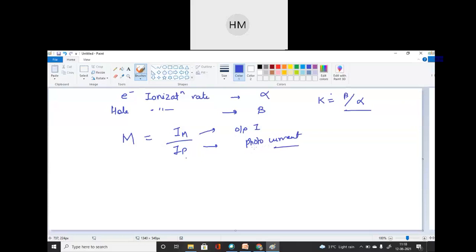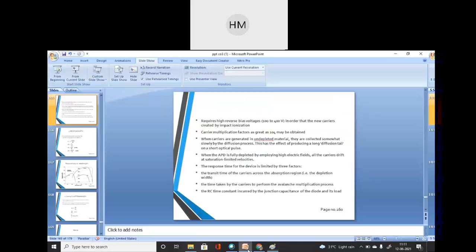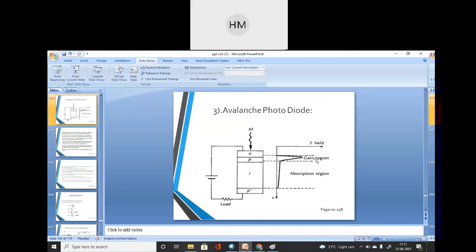And you have seen that diagram. In that diagram, we have shown the electric field. In this diagram, you can see electric field with respect to distance x. This is the absorption region. Whole light will be absorbed over here. Here we will have a high gain, and this is my avalanche region. As avalanche multiplication increases, breakdown will take place.